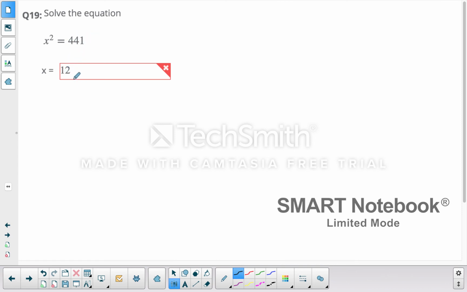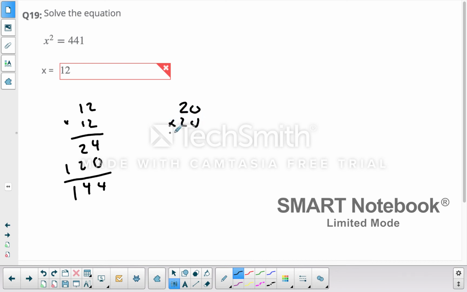X squared equals 441. 12 is a tempting answer, but if you do 12 times 12, that'll only equal 144. So you want to get the same number times itself. And if you go a little bit higher here, 20 times 20 will give you 400. And 400 is just a little bit too small. So this will actually be a little bit bigger than 20. It turns out to be, if you keep guessing and checking, 21.